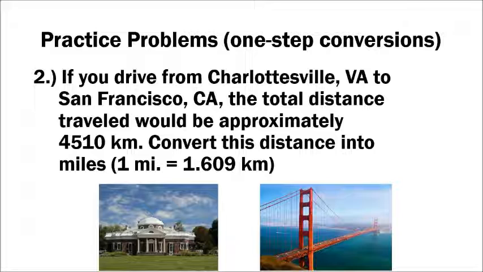All right, problem number 2. If you were to drive from Charlottesville, Virginia to San Francisco, California, the total distance traveled would be approximately 4,510 kilometers. Convert this distance into miles. And I give you the conversion factor between kilometers and miles.